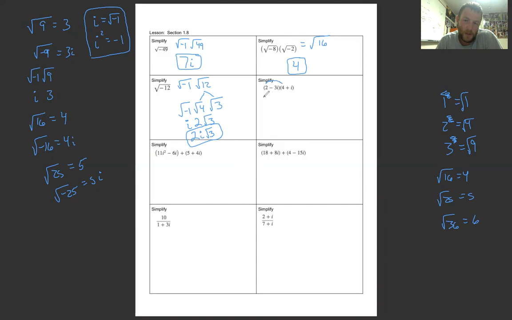2 times 4 is 8. 2 times i is 2i. Negative 3i times 4 is negative 12i. And negative 3i times i is negative 3i squared. Condense what you can. So 8, 2i, and negative 12i would be negative 10i. But what is i squared? i squared is equal to negative 1. So this goes to negative 1, and negative 3 times negative 1 is positive 3. Combine those, so that'd be 11 minus 10i. That's your answer.